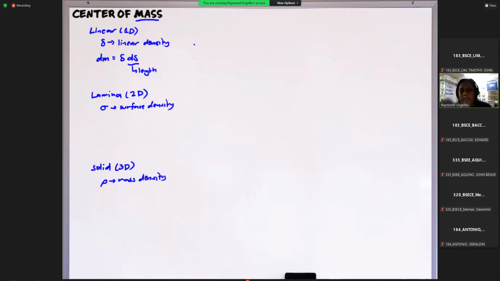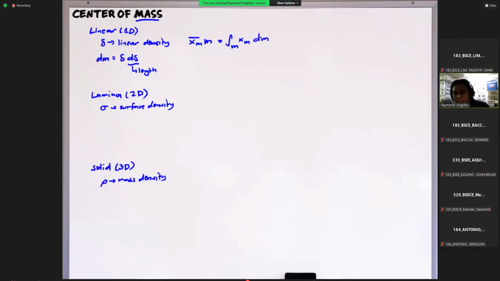If we want to solve for the center of mass, x sub m, this is simply equal to the integral of x sub c, or let's make it x bar, multiplied by dm, over the whole mass. Here x bar is the center of mass of the differential mass, dm, while x sub m is the center of mass of the whole line.